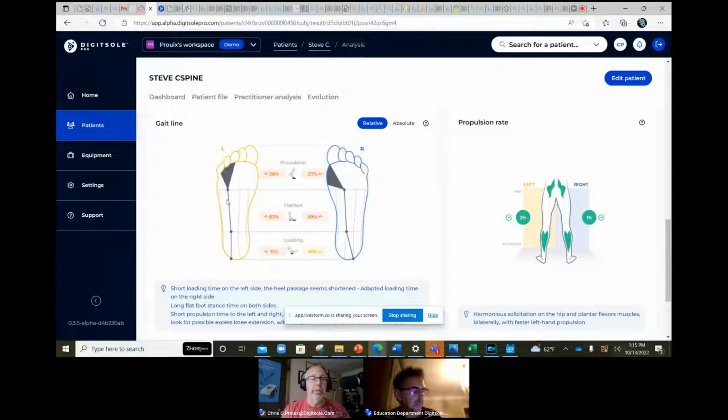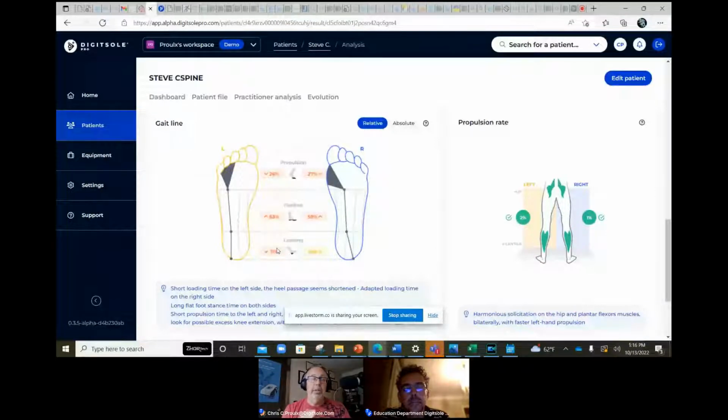So what's interesting is you see on this left side, we can see all these numbers are in red. So he's spending a lower amount of time on heel strike. So he transitions very quickly from his heel to his foot flat position. And that's where he spends extra time. And then he moves very quickly into that toe off position. Well, why do we see that?